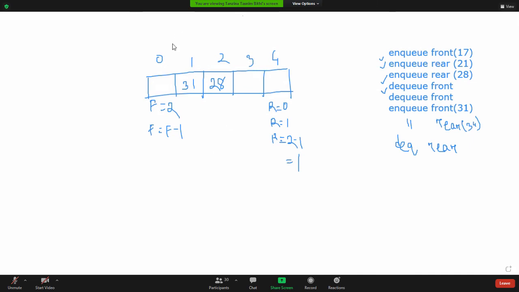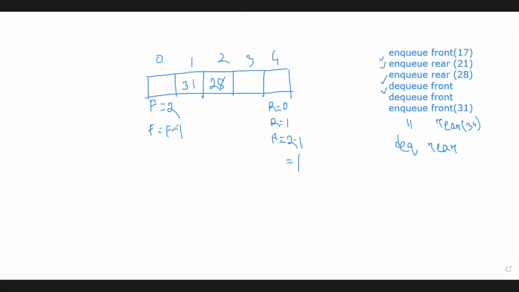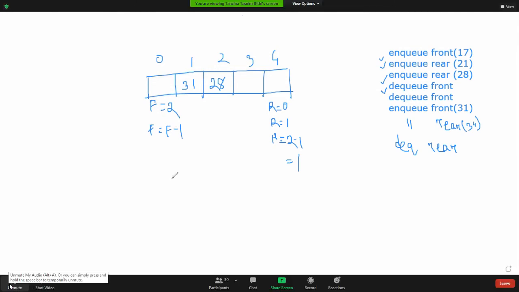Okay. Now the next operation is insert at front, and we want to insert the data 10. So where will it be inserted? At position 0. Very good. Again, F equals F minus 1. So in this position, we will insert 10. And now the new value of F will be 0.